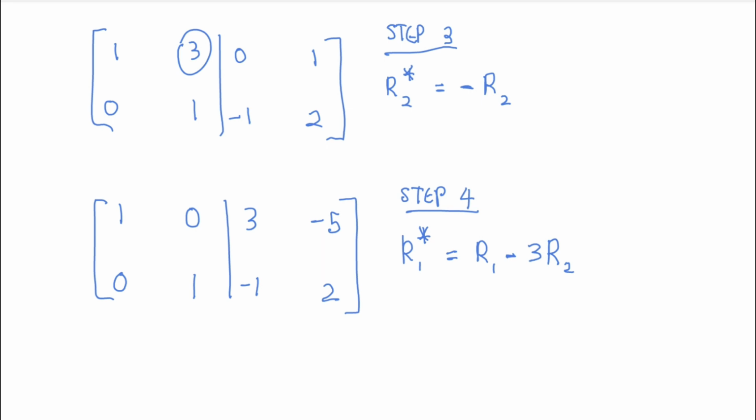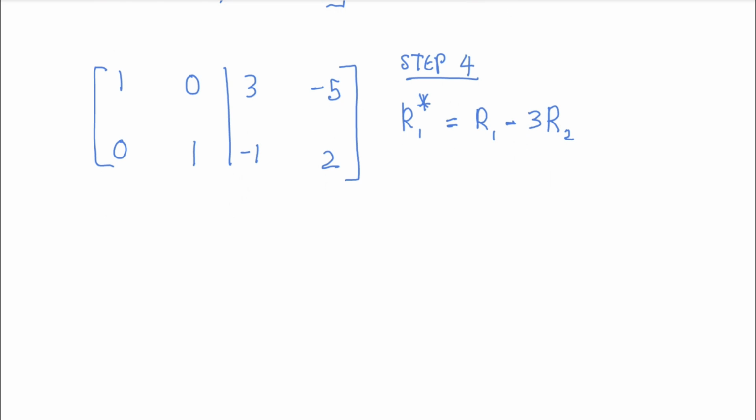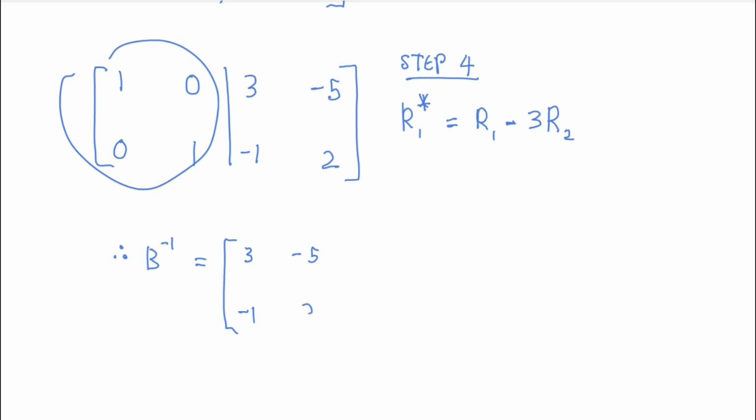Okay. You cannot stop there yet, because since you finished already, you obtain this matrix as identity. So the inverse of B is 3, negative 5, negative 1, and 2. That's how you solve or find the inverse of any 2 by 2 matrix by using elementary row operations. Anyone?